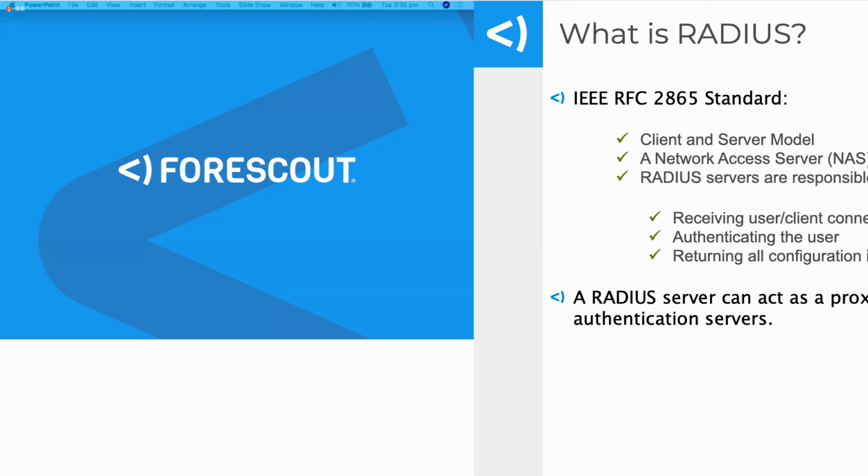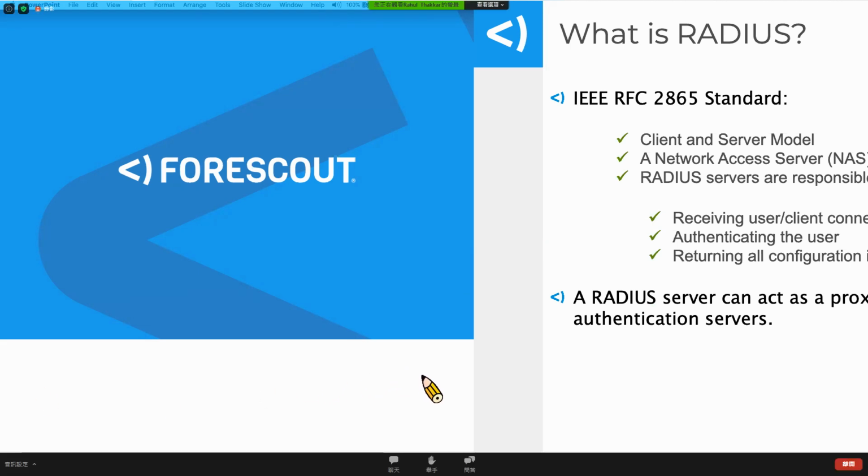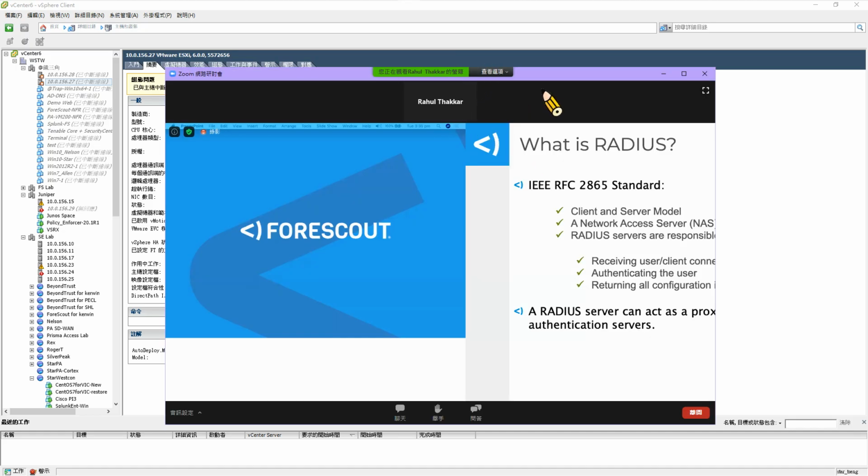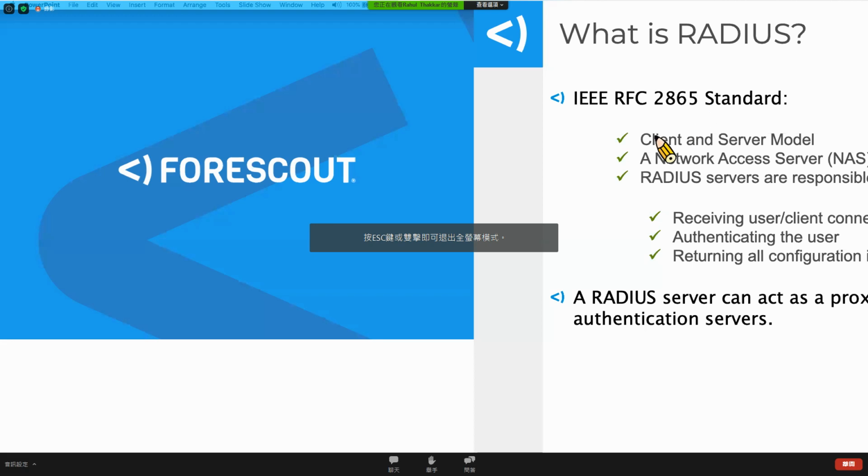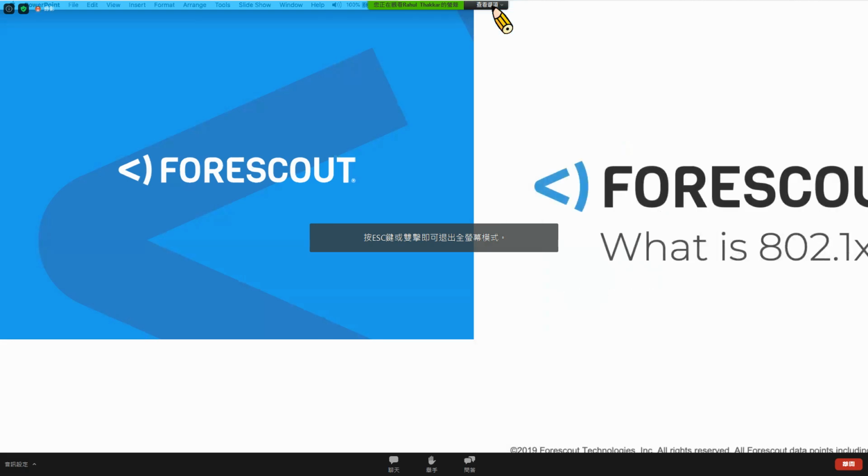Now, a RADIUS server can also act as a proxy client to other RADIUS servers or other kinds of authentication servers. So it doesn't necessarily mean that the RADIUS server has to do the authentication. It can be a proxy which passes the information to another RADIUS server to get the endpoint or the device authenticated.